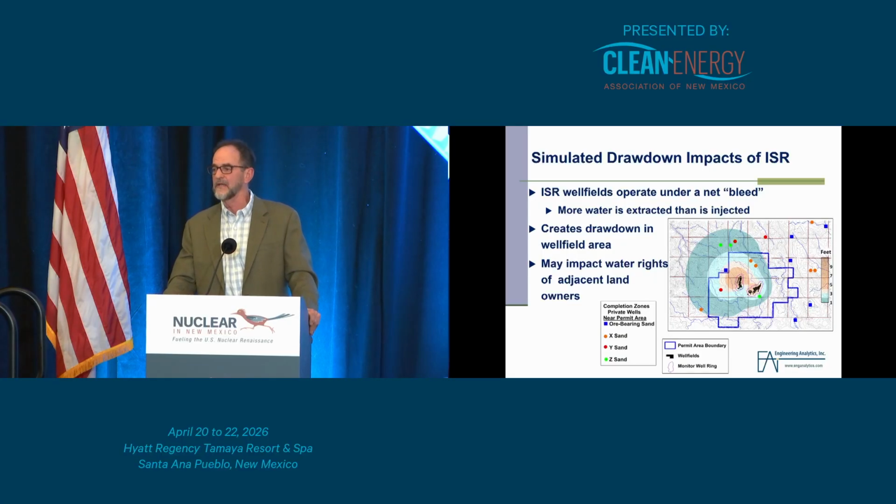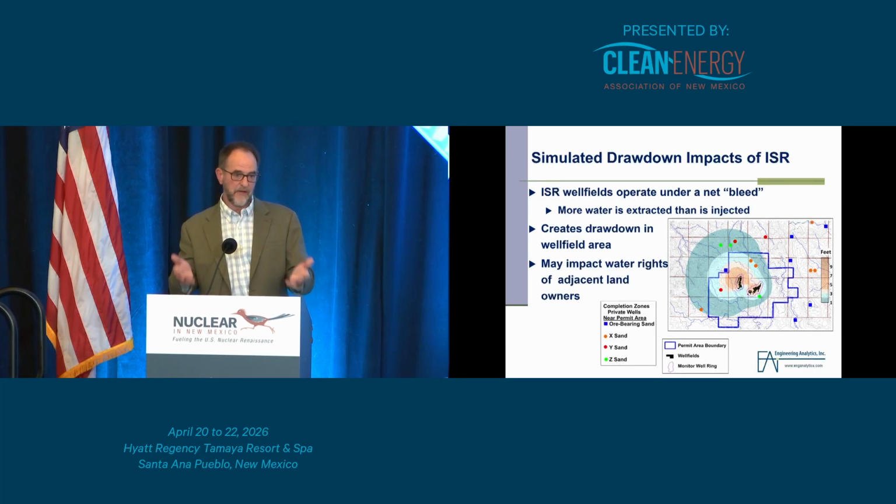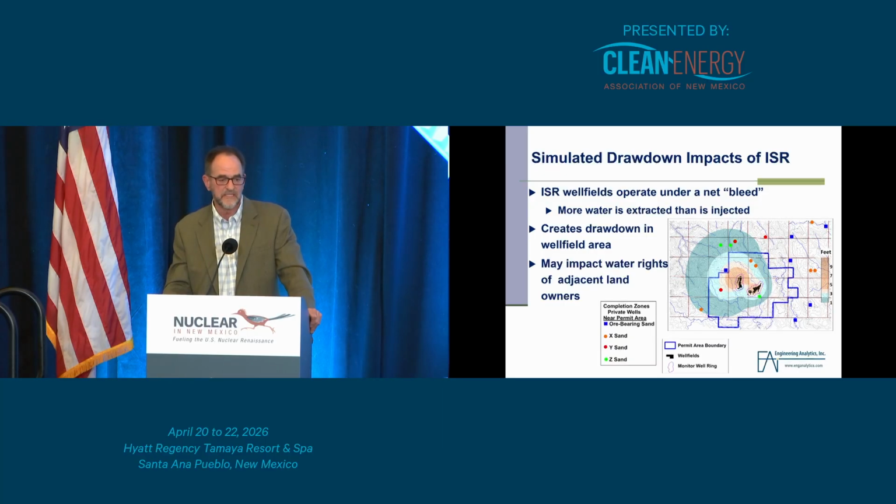ISR well fields operate under a net bleed, and by that I mean that more water is extracted than is injected during the ISR operations. The bleed is not huge. Typically, you're looking at something like 0.5%, maybe up to 2% more extraction than injection. But that is enough to create a drawdown cone in the vicinity of the well field, and this has the benefit of keeping all your production fluid sucked into the well field area so that you're not losing control. You don't have any kind of uncontrolled releases, as it were.